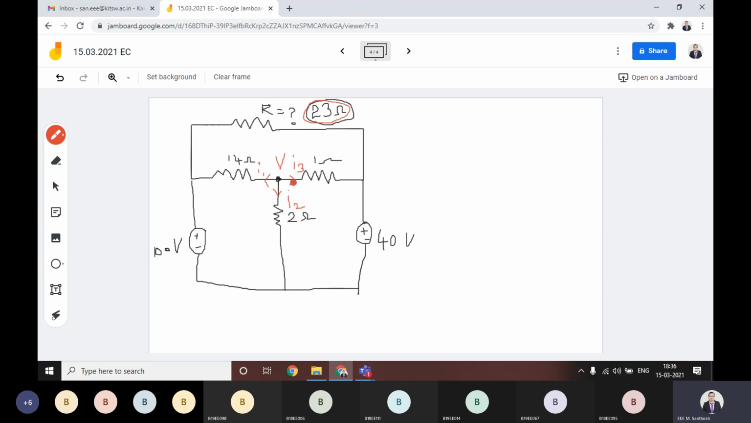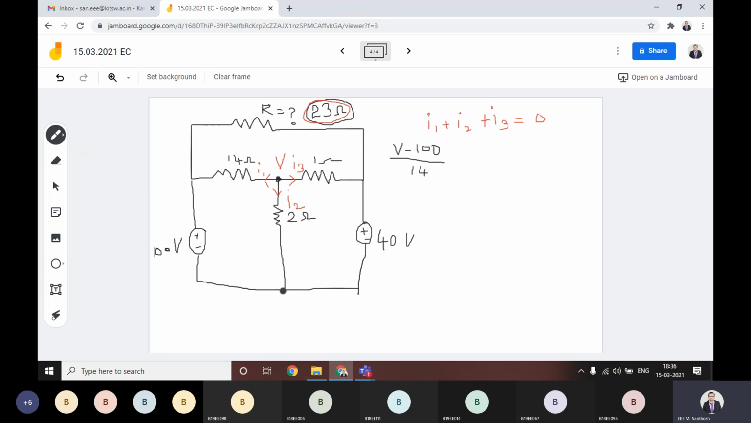Then the sum of the currents at the node, all leaving, is obviously equal to 0. I1 plus I2 plus I3 at node V is equal to 0. Then what is the value of I1? It is equal to V minus 100 by 14. Then what about the I2 value?